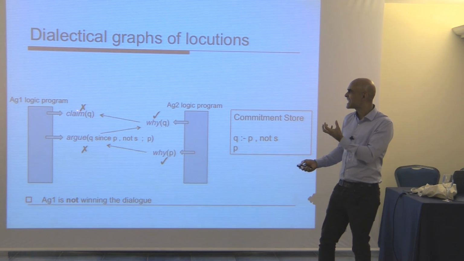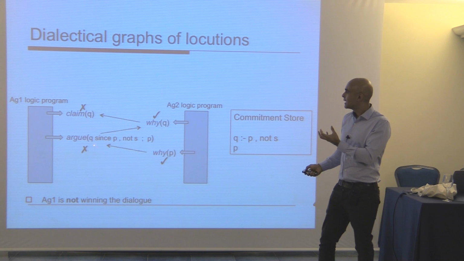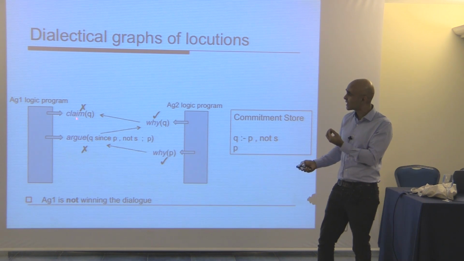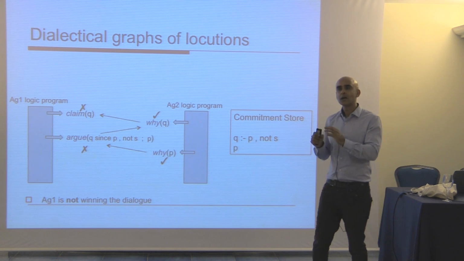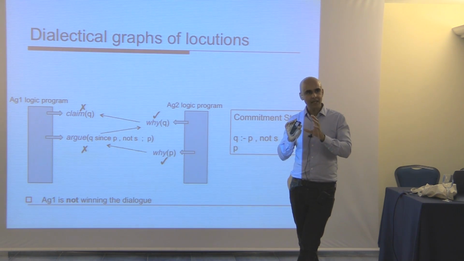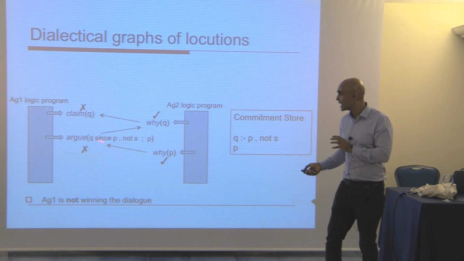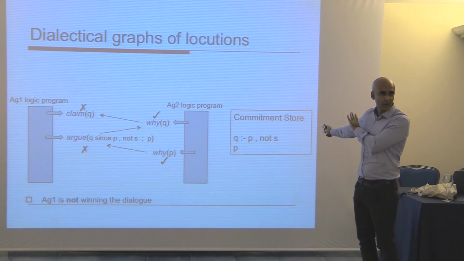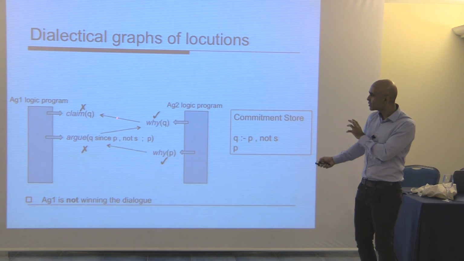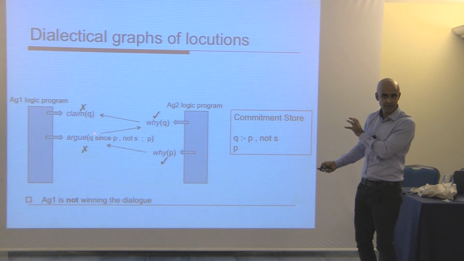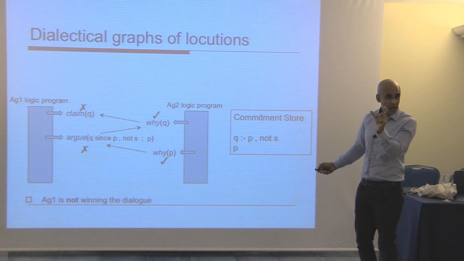This locution is attacking this locution. This locution is attacking this one. Actually, this locution, argue Q since P not S, could be seen also as supporting the earlier locution claim Q. So there are ways to evaluate the outcome, forgetting the commitment store and the argument framework. Let me just evaluate the outcome of the dialogue by processing this graph of locutions in a similar way to which I evaluate an argument framework.